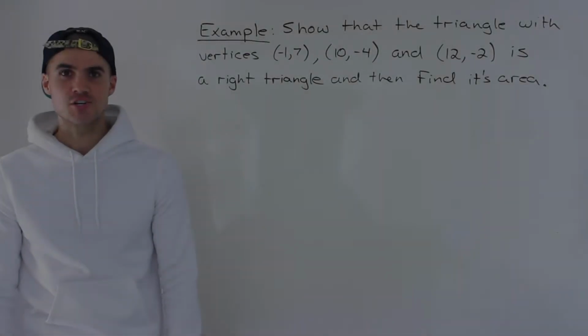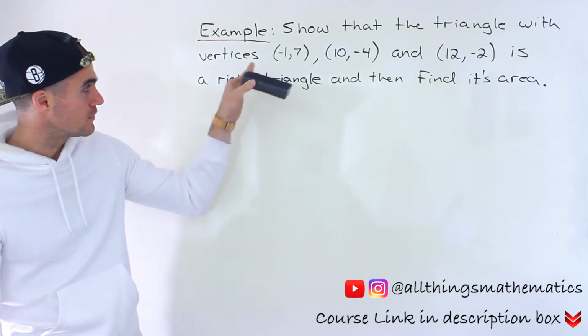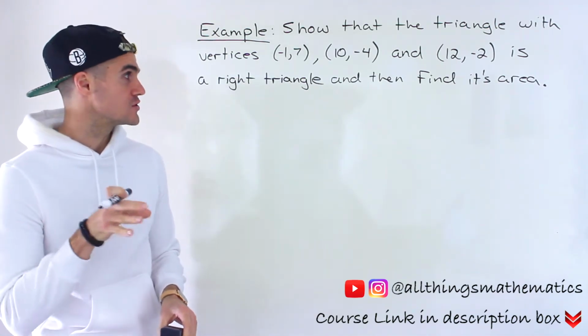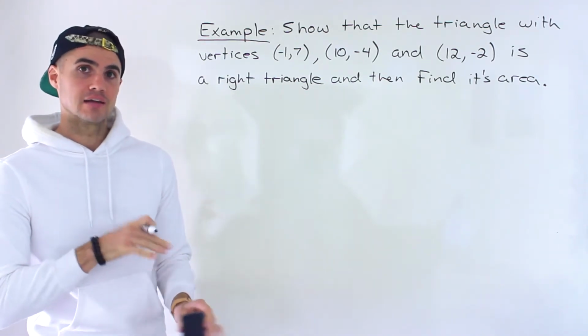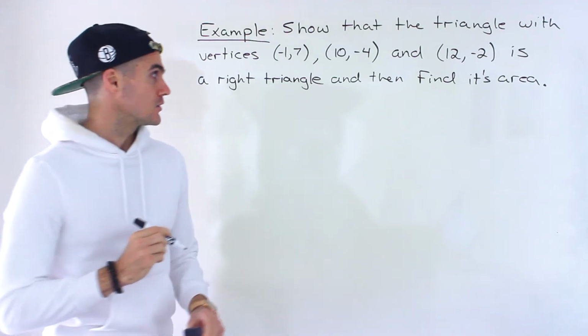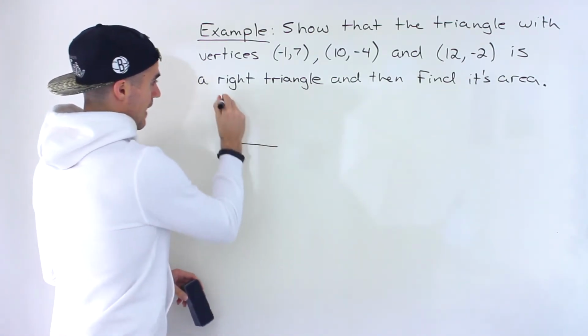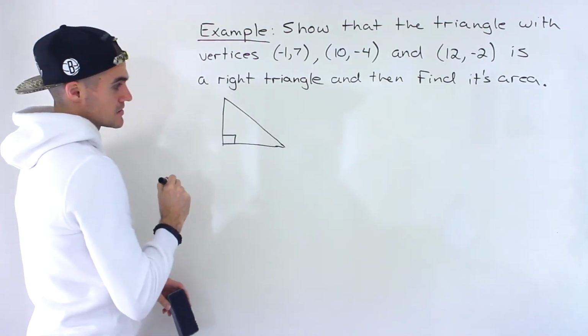Welcome back everyone, Patrick here, and in this next question we have to show that the triangle with these vertices (-1, 7), (10, -4), and (12, -2) is a right triangle, and then we have to find its area. So remember, a right triangle means that one of the angles is 90 degrees.